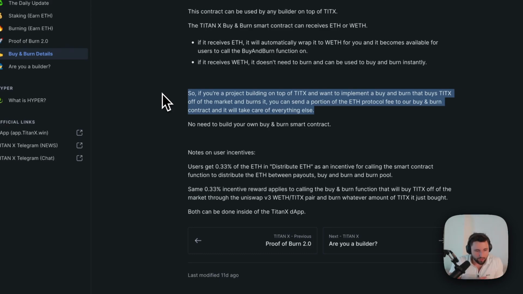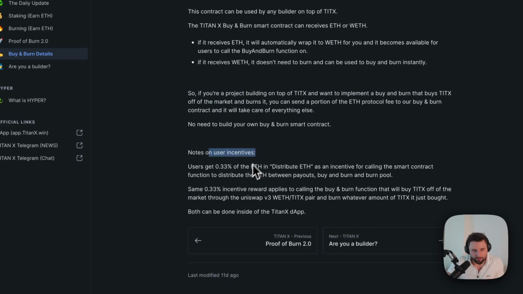And then what you could do is send 50% of all the Ethereum that your protocol generates to the buy and burn contract that is already deployed on the blockchain. Just the Titanx buy and burn contract, and it will automatically take care of everything for you. So you don't need to build your own buy and burn contract.